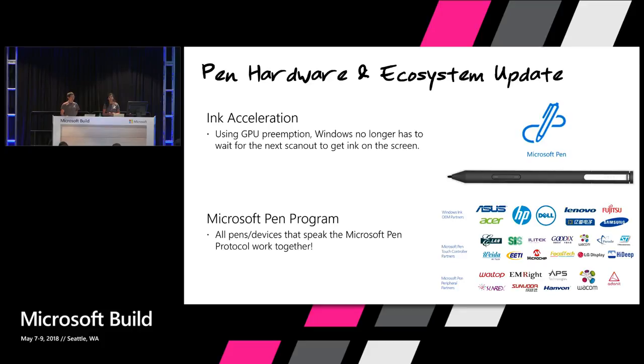As of the latest release, our ink is faster than ever. We first pioneered this with the Surface Pro 2017, and now with GPU preemption, Windows no longer has to wait for the next scan out on the screen to get ink. And we're not making your users go out and buy the latest and greatest in technology to get this. As long as you have the correct compatible graphics hardware, you get this already, which means users of your inking apps are going to have a better experience in Windows. And we're looking for even better performance in future releases.